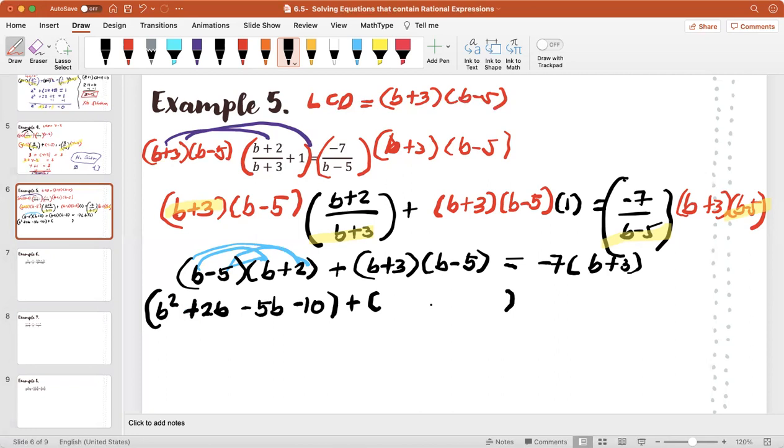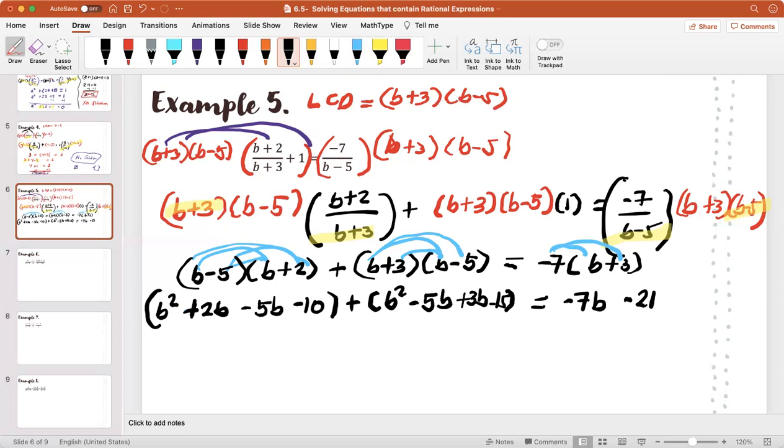So you have b times b, that's b squared. Can we have b times negative 5? You have negative 5b. And then 3 times b for your inner product. We have positive 3b. And 3 times negative 5, negative 15. And that's equal to negative 7 times b on the right side. On the right side, that's negative 7b. Negative 7 times 3, negative 21.